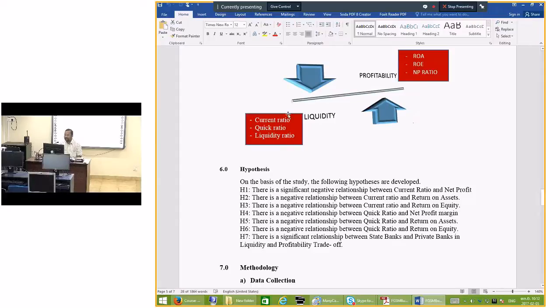Three by three. How many hypotheses have to be developed? Nine. Nine hypotheses should be developed separately. But you developed only six. One part is already missing. The liquidity ratio is missing.